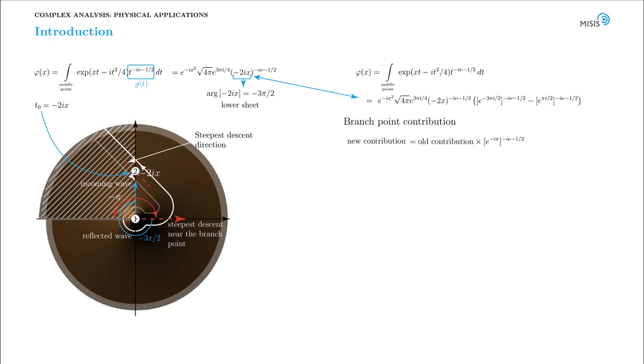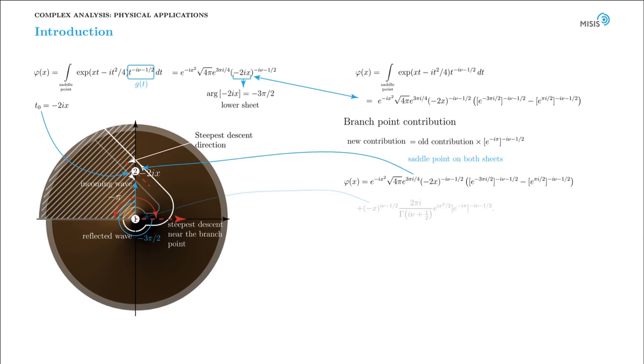That's it. So now our asymptotics is the algebraic sum of two terms. The first comes from the saddle point, while the second one is from the good old branch point. And finally, we get our wave function at plus and minus infinity.